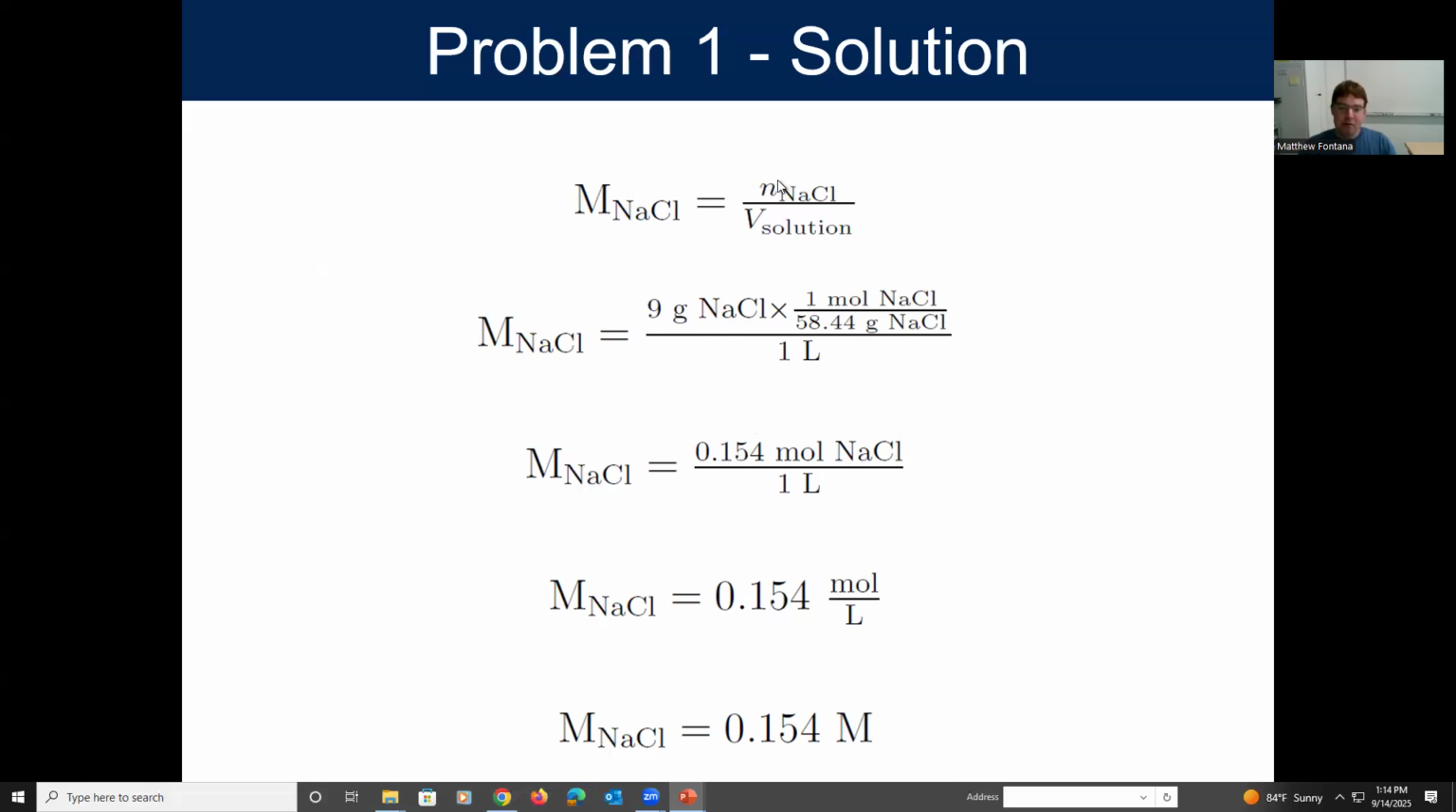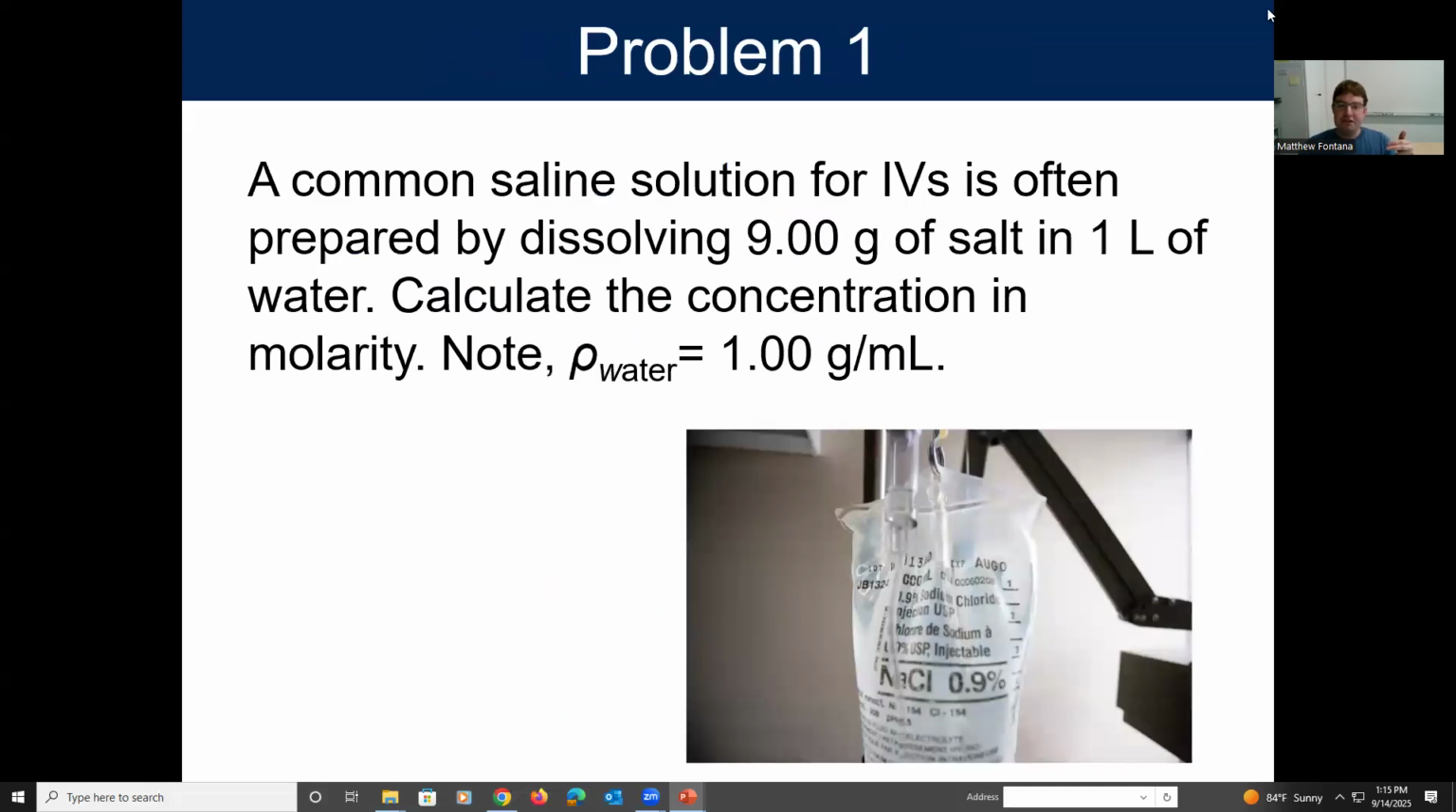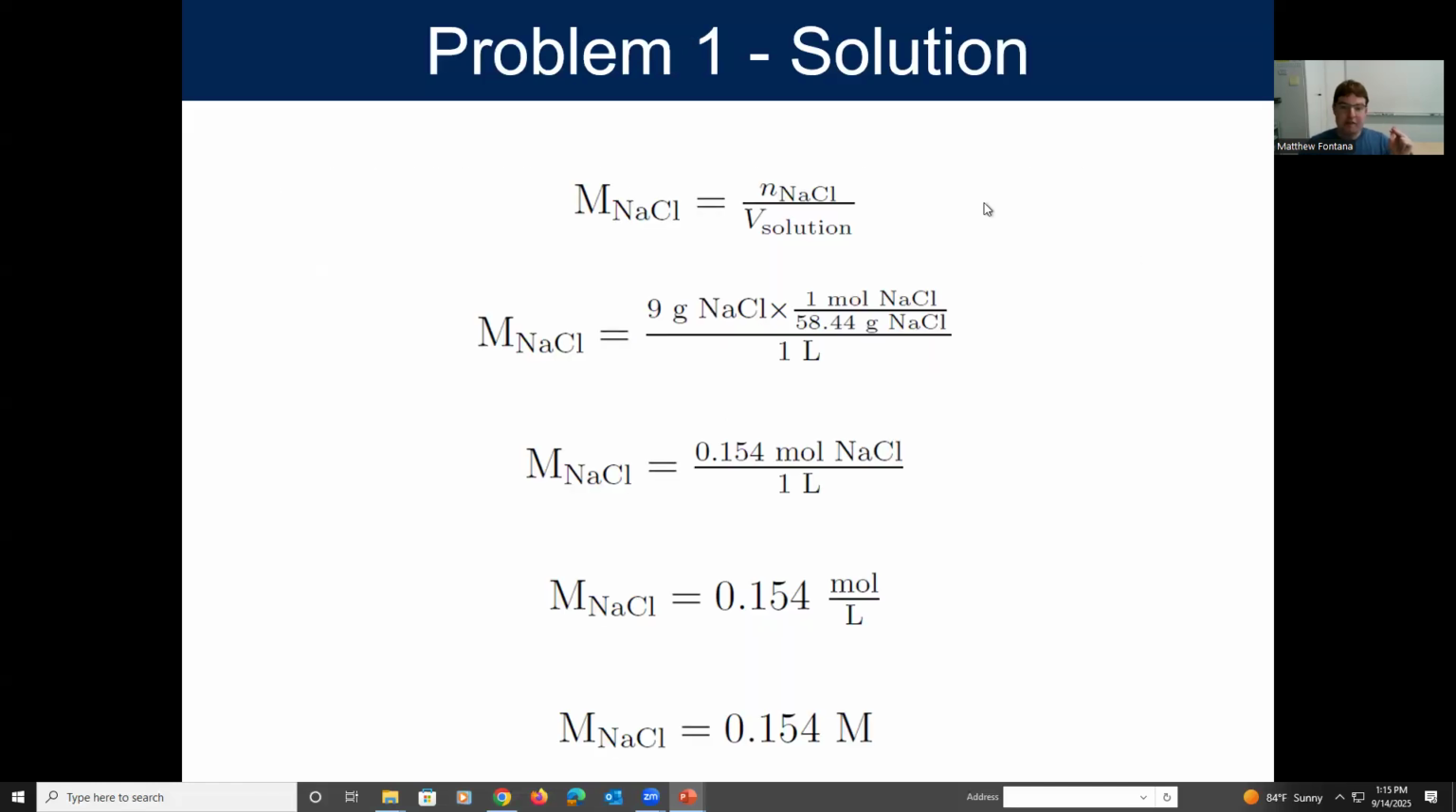Now we have that numerator done, and we want to move on to the denominator, which is the volume of solution. And that volume of the solution is going to be 1 liter. And so that 1 liter goes down here. And then what unit are we left with? Well, we notice none of the units are going to cancel. And so we're left with mole per liter.